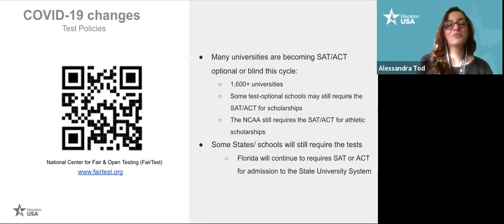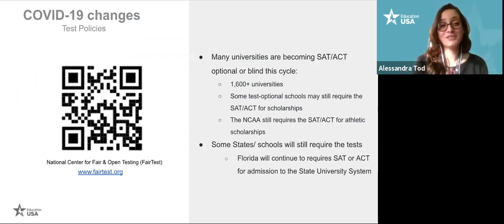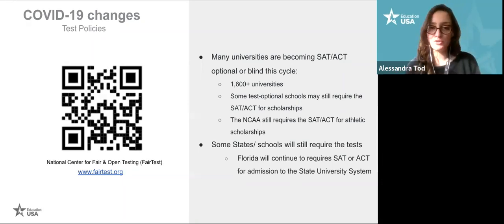Okay, of course. We are checking the COVID-19 change. What happened? What changed? So we have many universities that are becoming test optional and test blind. I think that website, the QR code website, is very cool for you to check the information. The National Center for Fair and Open Testing, just go there and you'll find a list of all the universities that become test optional.